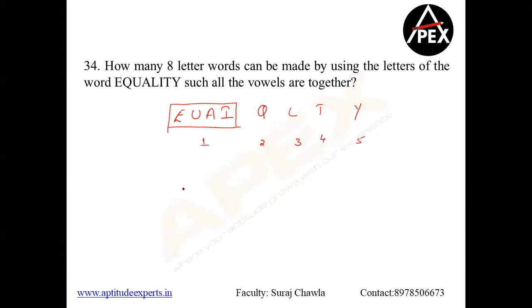So five things in five places will be how much? 5 factorial into. Clear? Inside this, we have four things in four places will be 4 factorial. So your answer is going to be simple. It's 5 factorial into 4 factorial. Clear, Pavni?